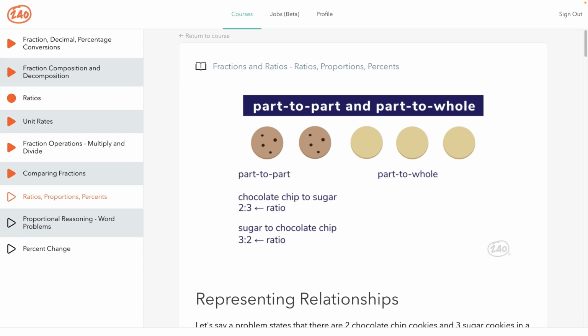For example, 2 to 5 would mean for every 5 cookies, 2 are chocolate chip. 2 over 5 is the same, just expressed as a fraction. It can be divided to form a decimal or converted to a percent. 40% of the cookies are chocolate chip.